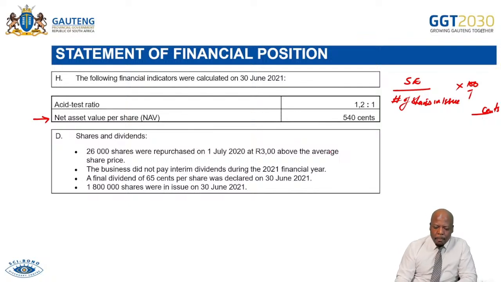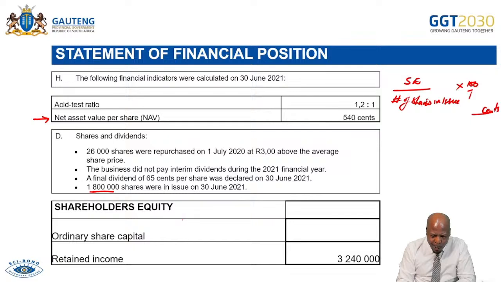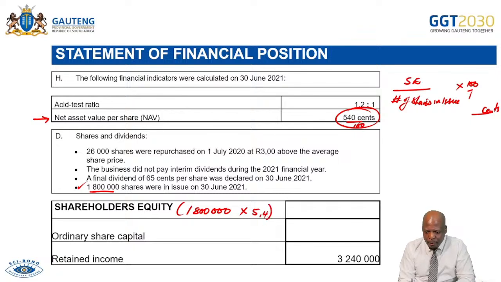Okay. And what we are told is that we have 1.8 million shares in issue at the end. So if I'm to get my shareholders' equity, the easiest way is to simply take my number of shares, which is 1,800,000. Then I multiply that by my NAV. But to make it easy, I divide this by 100 first. So I multiplied by 5.4. I'll just divide by 100 already on this side so that I don't have to divide by 100 after I find the answer. So I'll end up now with 9,720,000.